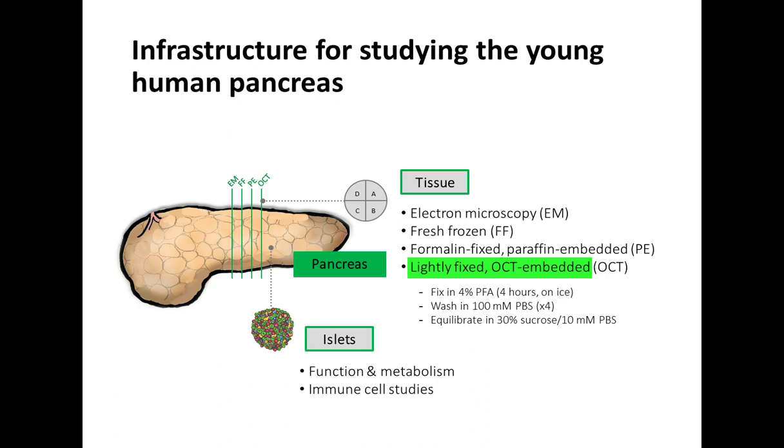So what she developed was a protocol in which the tissues are lightly fixed in a 4% paraformaldehyde solution, and then washed and equilibrated in a sucrose gradient. And this really, we found, is able to preserve the tissue architecture in a way that the flash frozen or formalin fixed tissues were not quite up to speed.